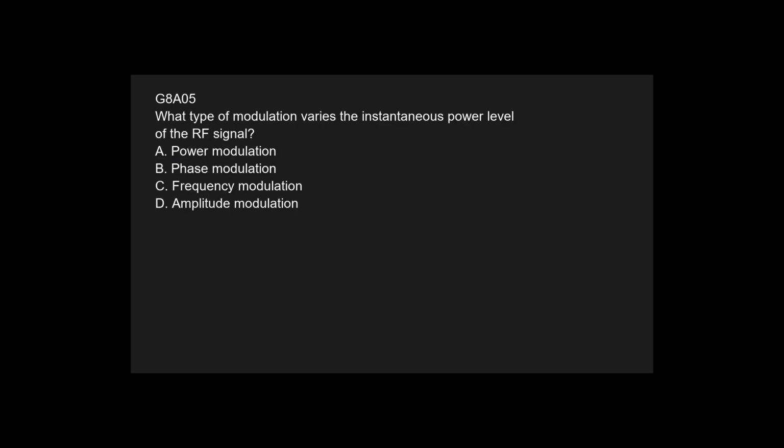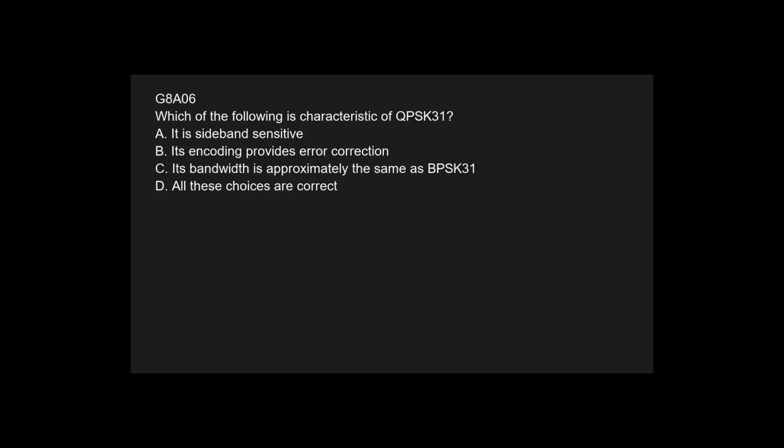Question: what type of modulation varies the instantaneous power level of the RF signal? The correct answer is D, amplitude modulation. Question: which of the following is characteristic of QPSK-31? The correct answer is D, all these choices are correct.